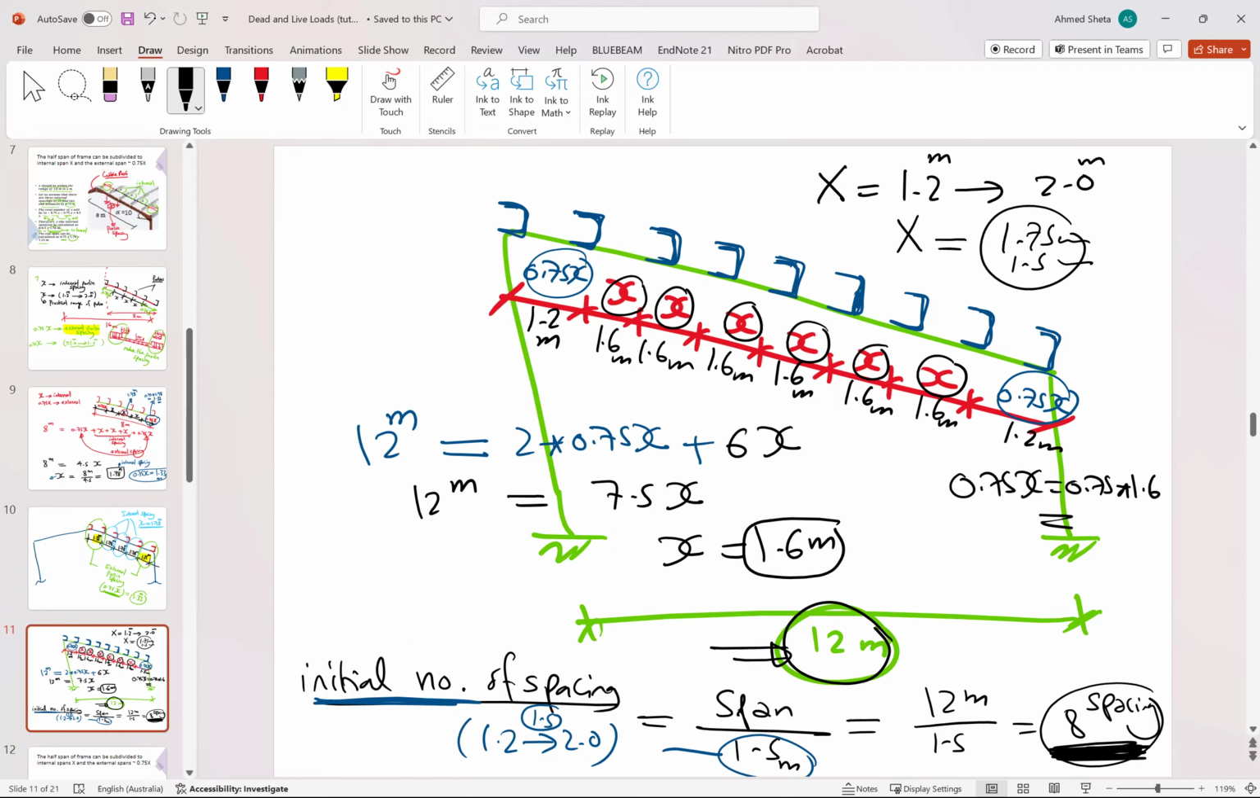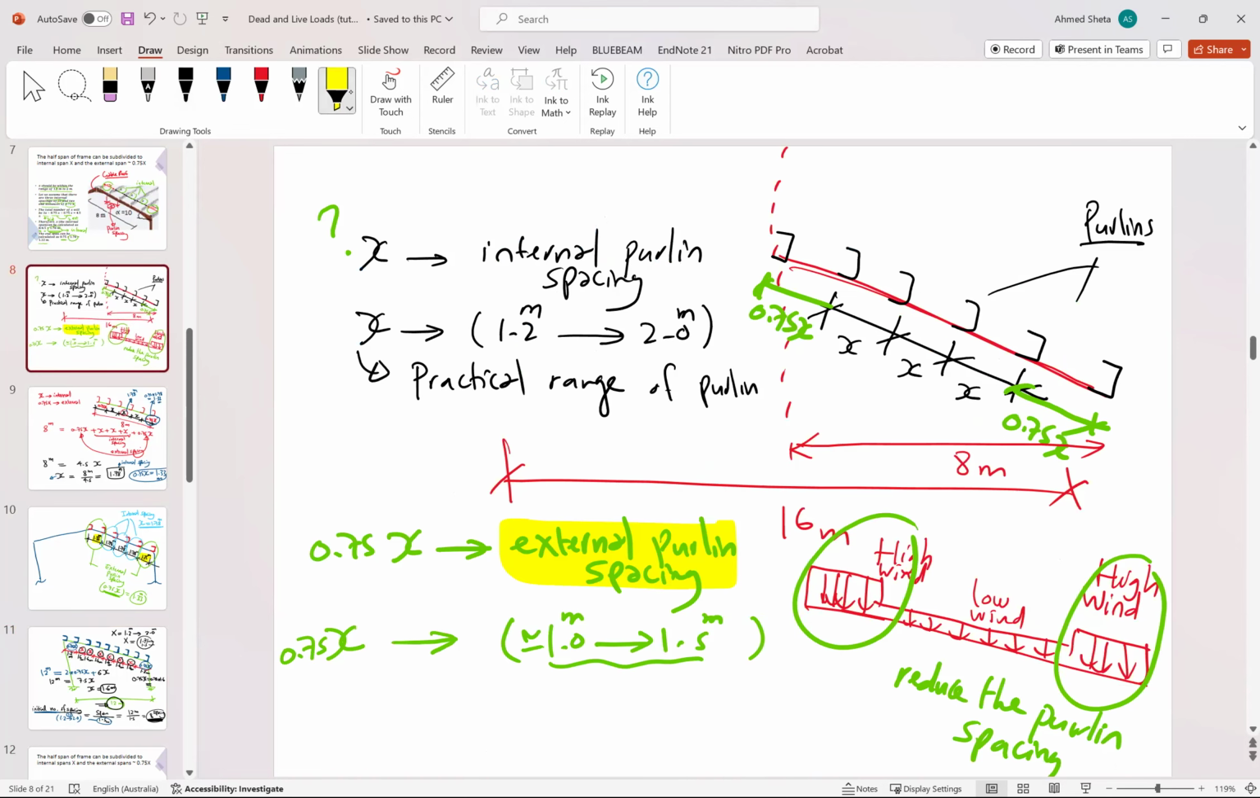Yeah, this is not an assumption. 1.2 to 2 meters is not an assumption. If you return back to here, this range is based on the availability of cheating on the market and also based on experience. From the experience of designers and engineers, they give us this range. In this range, the Berlin will be safe and economic.